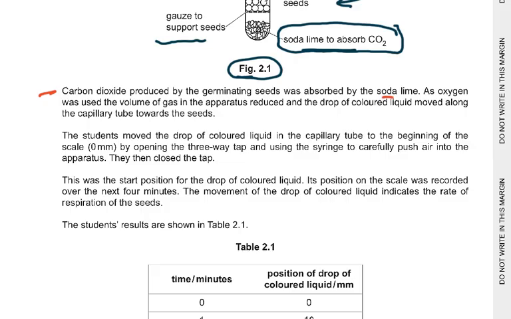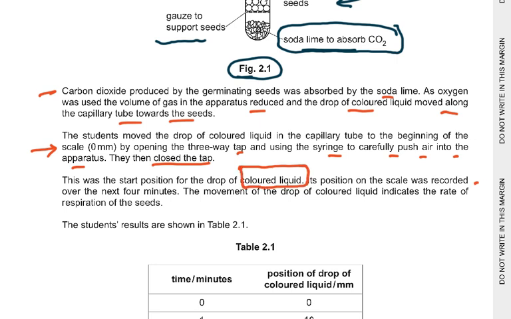lime. As oxygen was used, the volume of gas in the apparatus reduced and the drop of colored liquid moved along the capillary tube towards the seeds. The student moved the drop of colored liquid in the capillary tube to the beginning of the scale, 0 millimeter, by opening the three-way tap and using the syringe to carefully push air into the apparatus. They then closed the tap. This was the start position for the drop of colored liquid.